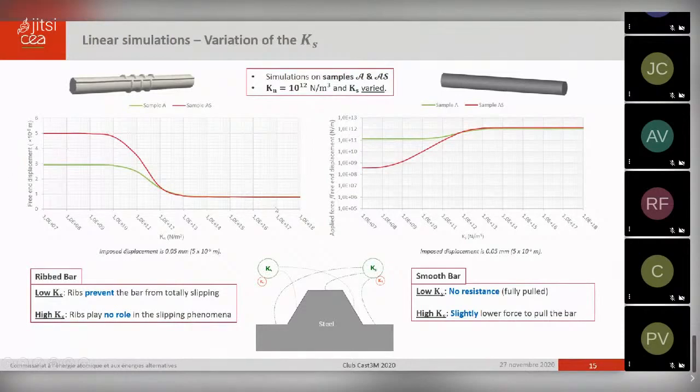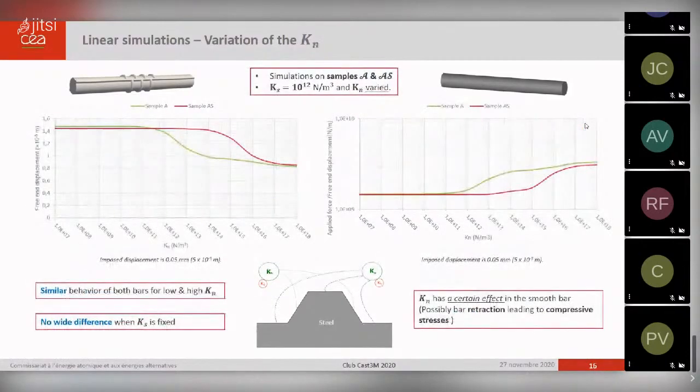However, for high values of Ks, the ribs played no role at all in the slipping phenomena. The smooth bar and the ribbed bar had the same behavior in general. The only difference was that the smooth bar needs a slightly lower force in order to pull it out. It's very small compared to the ribbed bar.